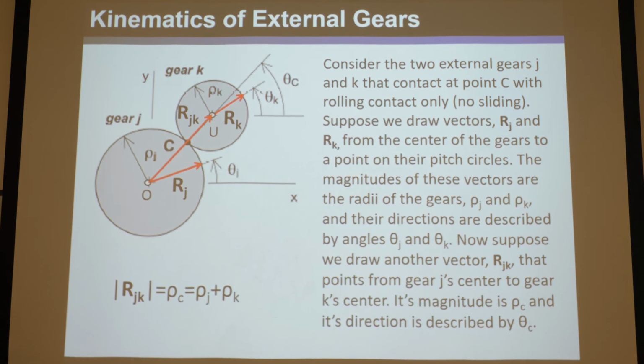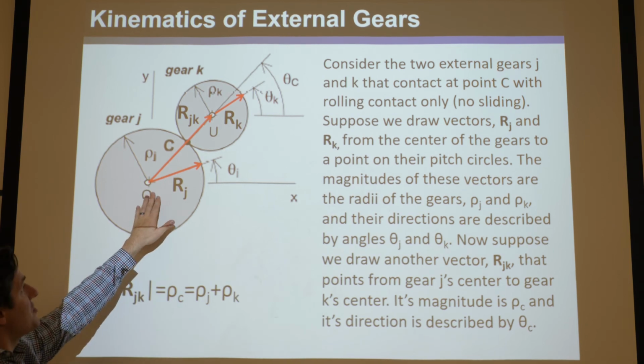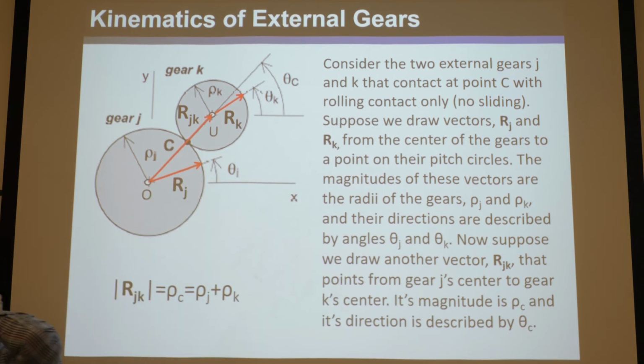So consider the two external gears, J and K, where this one's J and that one's K, okay? They contact at point C with rolling contact only. So there's no sliding here. This is just gears in rolling contact. Now, again, remember gear teeth are actually sliding and rolling except when they hit the pitch point. But for skeleton diagrams, obviously they can't slide or they'd shear off the teeth. So they're rolling only. It's a J1 joint, okay?